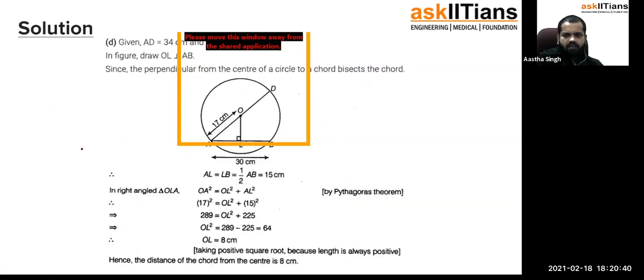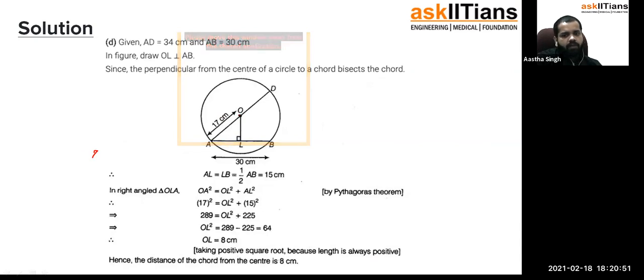Okay, so the nice diagram is drawn here, right? You know the radius, the AD is your diameter, radius is 17. Then this will be a perpendicular, right? If this is your 30, if any perpendicular is drawn from the center, then it will bisect the chord. So it means your AL will be 15.